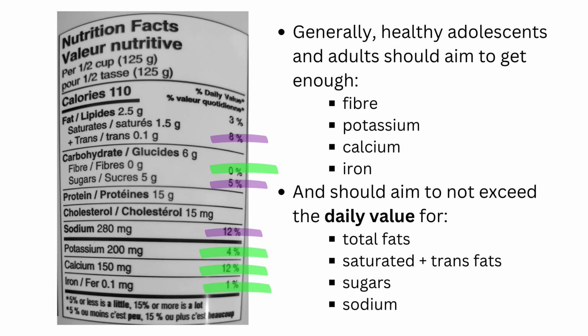And then on the other hand, if there are nutrients that you are trying to limit in your diet, like sodium. Sodium is part of salt, and eating a lot of sodium can increase the risk of developing high blood pressure later in life. If you're trying to limit sodium, aim for something more like the 5% value, which is a little sodium.